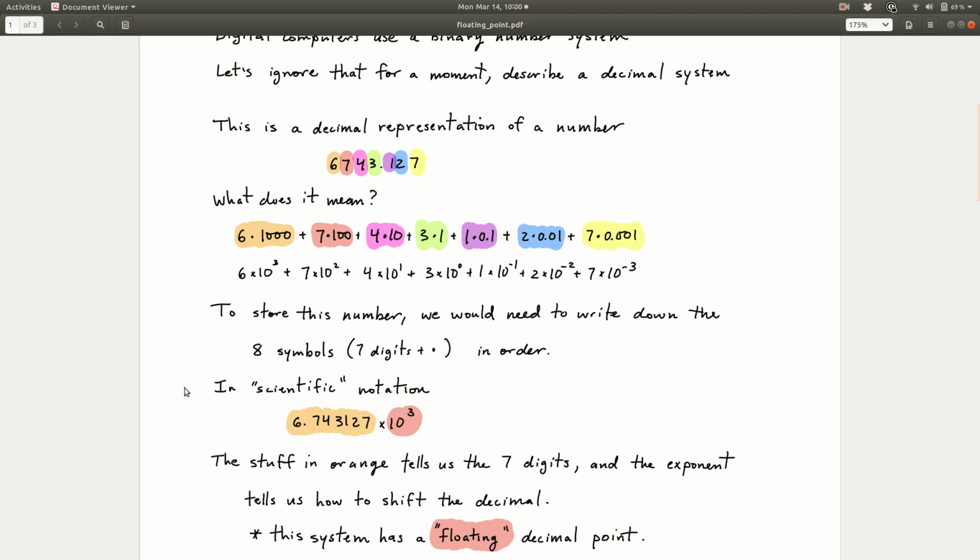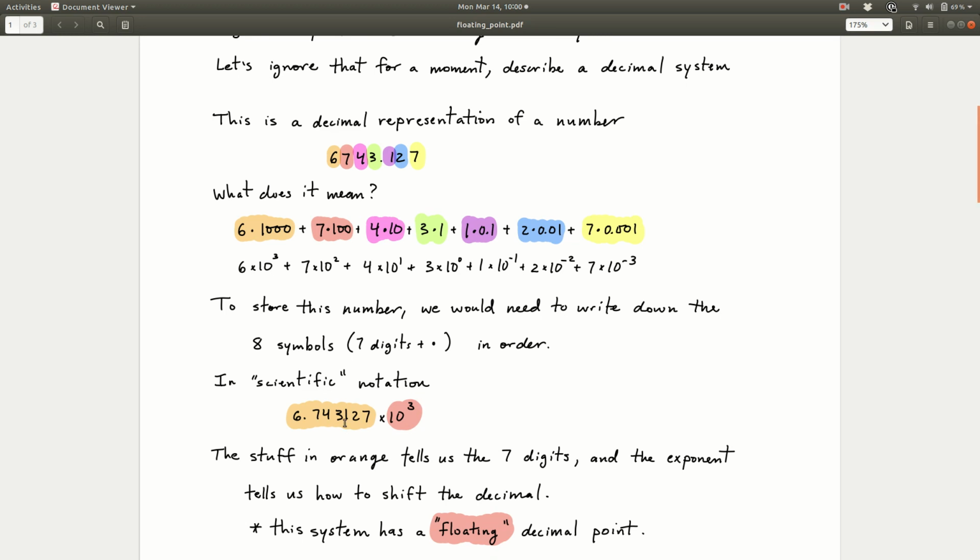We also have what's called scientific notation. So you learn this in school, that you can write this number 6,743.127 in scientific notation, where you put a decimal after the first digit, so 6.743127. These are the same 7 digits, but I've moved the decimal to here. And then you multiply it by some power of 10. And what the power of 10 does is it tells you how many times you have to move the decimal in order to get to the original number that you're representing.